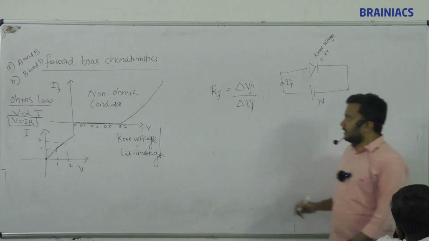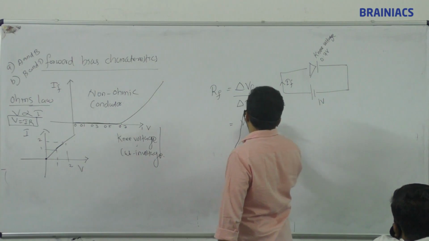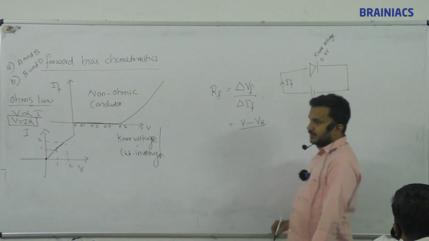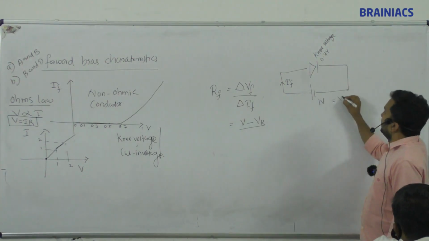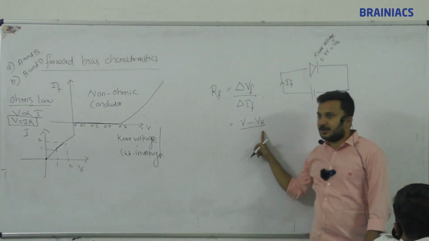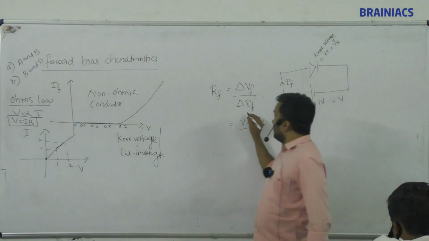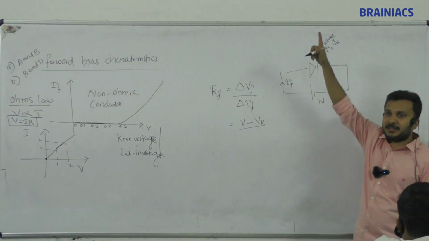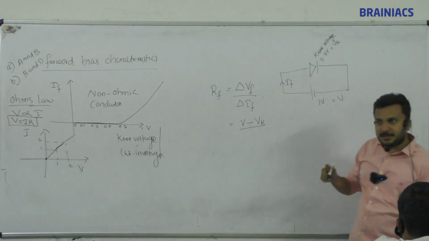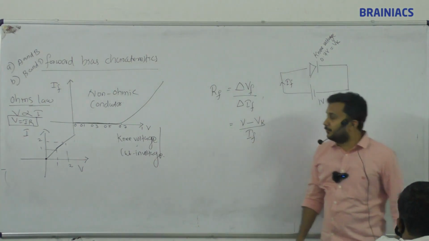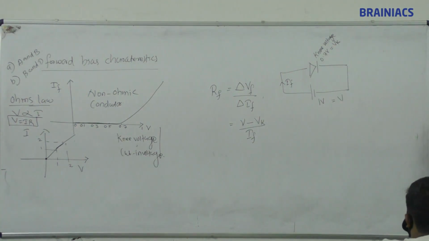So delta VF means the voltage which you are giving here, V, minus VK, the knee voltage. V is the voltage you are giving here, and VK is the knee voltage. The difference between these two voltages is called forward voltage, divided by delta IF. Why delta IF? Because current always starts from 0 to a higher value, so higher value minus 0 is nothing but the higher value. So we can say it is equal to IF. This is called forward resistance of the diode.